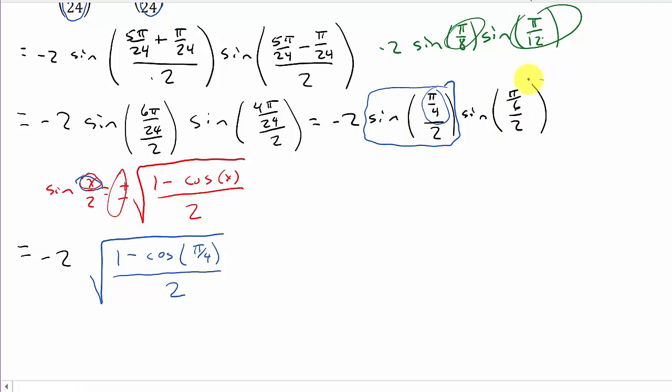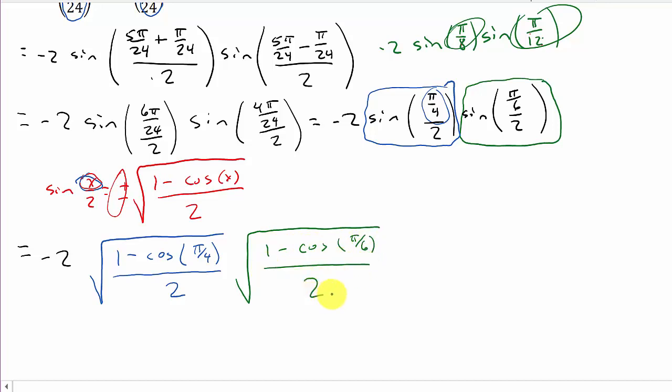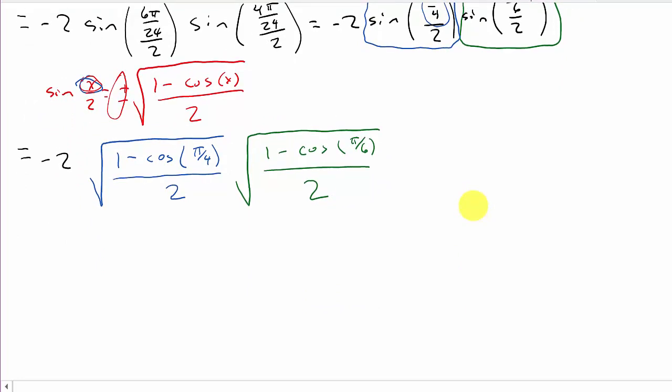Now we got to do this one, and I'll do this one in green. So this is times the square root, and in this case x is what? Pi over 6. So I plug the pi over 6 in. So that's (1 minus cosine pi over 6) over 2. And now we have the fun part of simplifying this thing. So let's see what we can do.